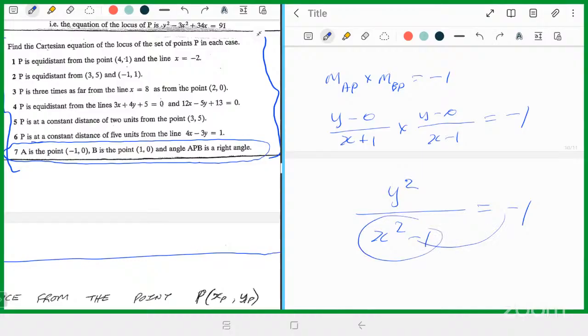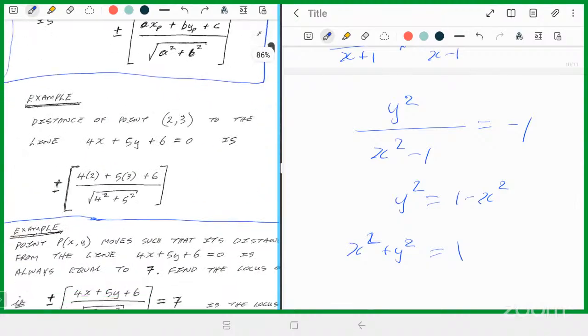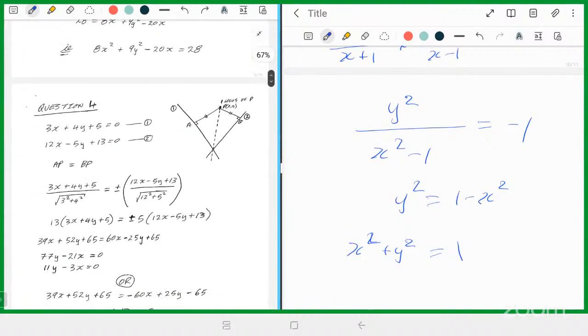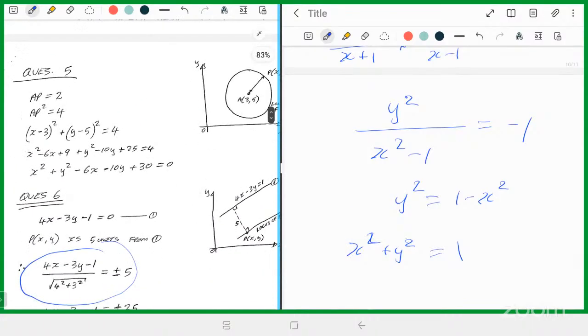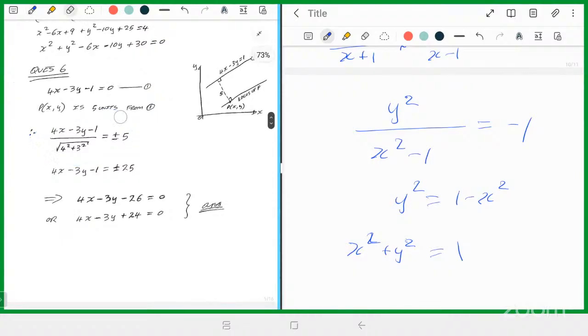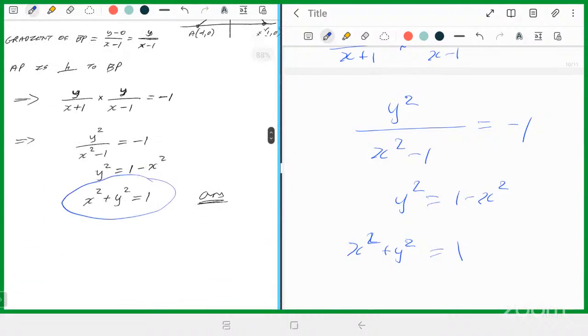Take this and multiply it up here. We get y squared equals 1 minus x squared. Bring over the x squared, we get x squared plus y squared equals 1. That's the locus. The last one. Let's see if that's what I have here. Yep, x squared plus y squared equals 1.